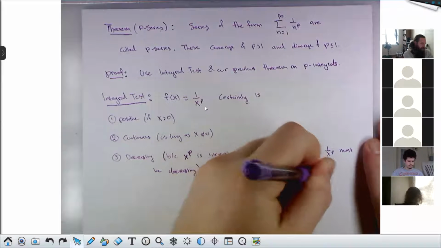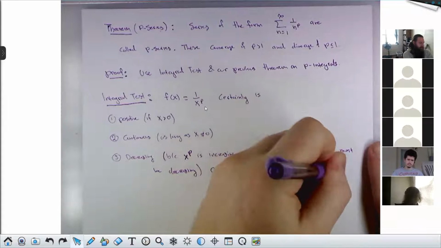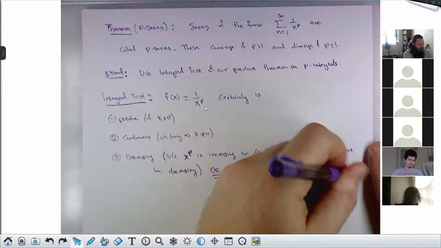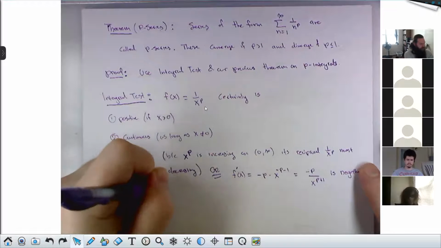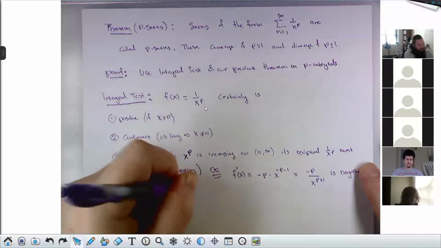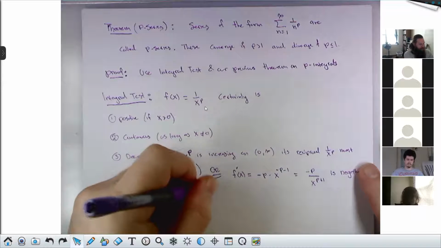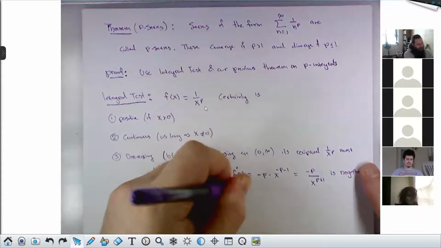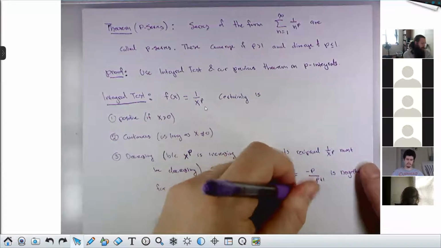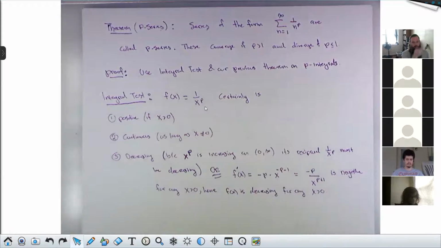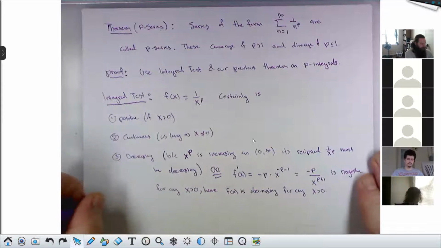Which is negative p over x to the p plus 1, is negative for any x greater than 0. Hence, f of x is decreasing for any x greater than 0. These are the two standard arguments to show that a function is decreasing. Either it's the reciprocal of an increasing function, or you show that its derivative is negative. Either one is fine.